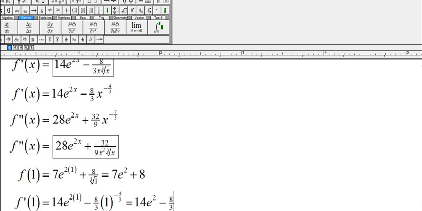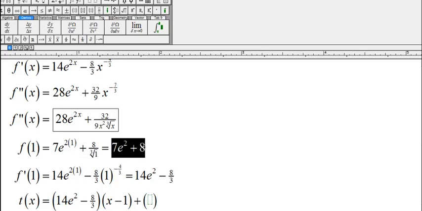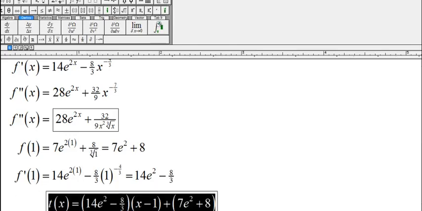So that's the slope. So what's the formula for the equation of the tangent line? T of x, y equals, well, first of all you have the slope, which is this number here. And then you have x minus the x coordinate of the point of tangency, which is 1, plus the y coordinate of the point of tangency, which is f of 1, this number right there. And so there's your equation of your tangent line.